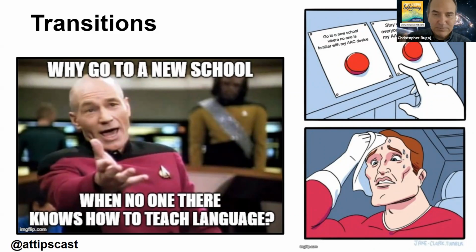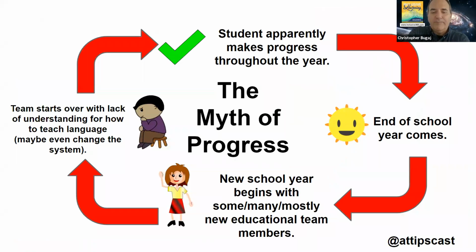So that's frustrating. There's also this myth of progress that happens where students apparently make progress throughout the year. It's very rare that I see students with any IEP goal ever not make progress on the IEP. But specific to AAC, they make some sort of progress with AAC. The end of the school year comes. Now there's a transition with teachers. Either the student is left or the teacher is left, or in some cases, both.